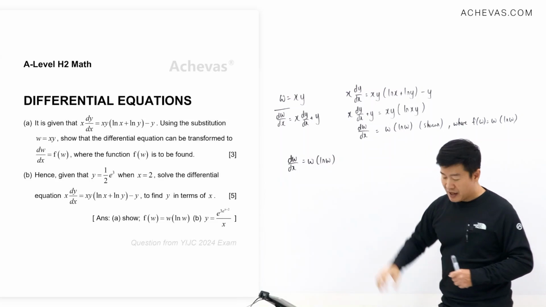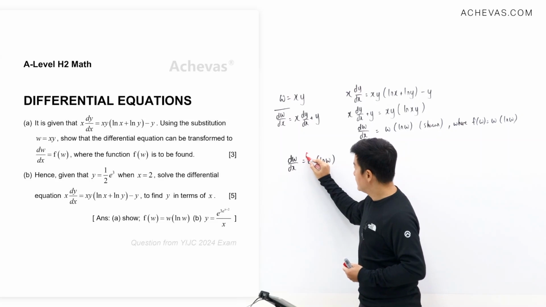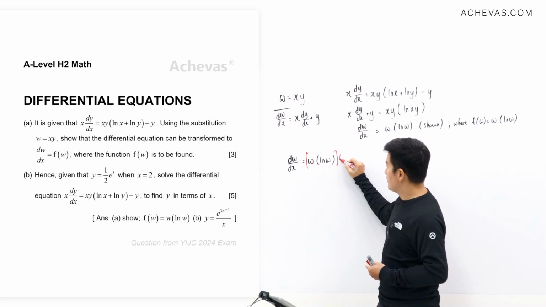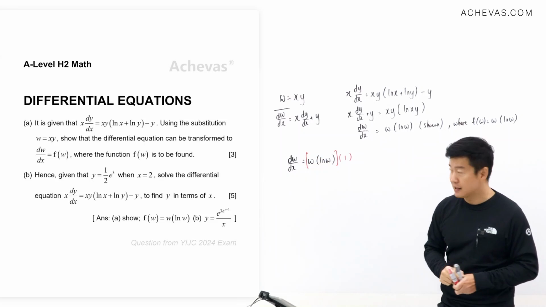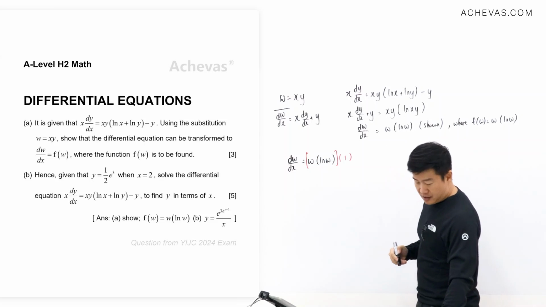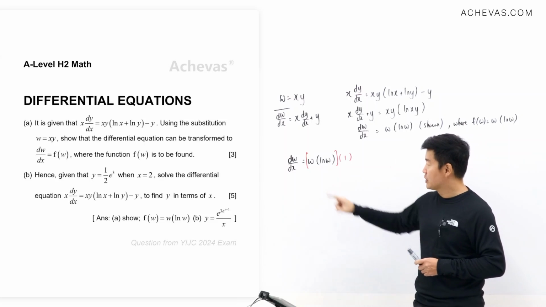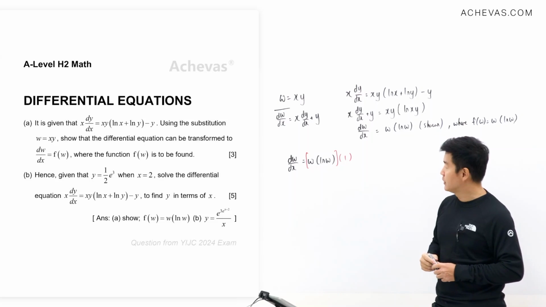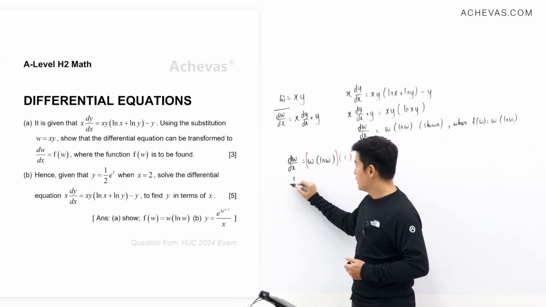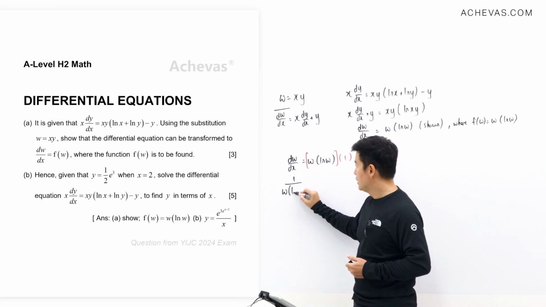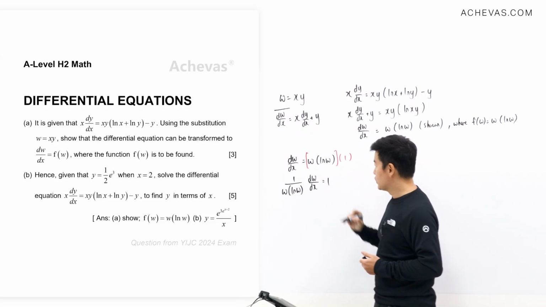So this that we have here on the right hand side is a variable separable format, where we can see this as a function in terms of w multiplied by a function in terms of x, which happens to be 1 in this case. So according to the method that we have to solve this differential equation, which is a first order variable separable differential equation, we're going to divide this over to the left hand side, giving us 1 over w ln w, dw dx is equal to 1.